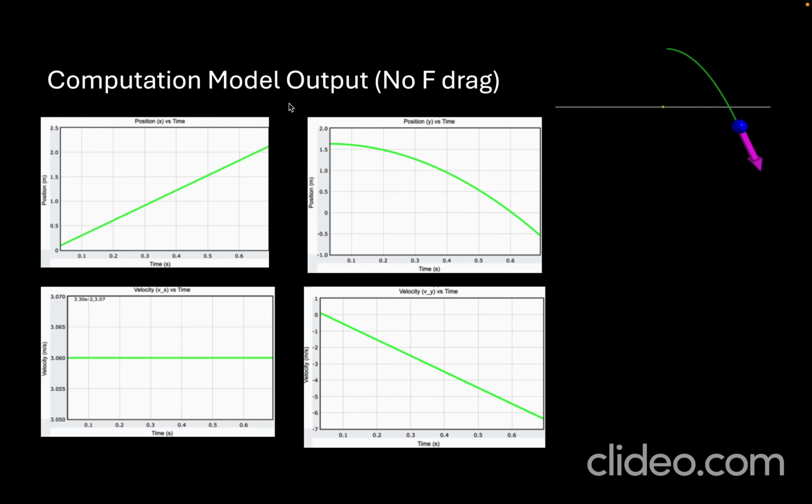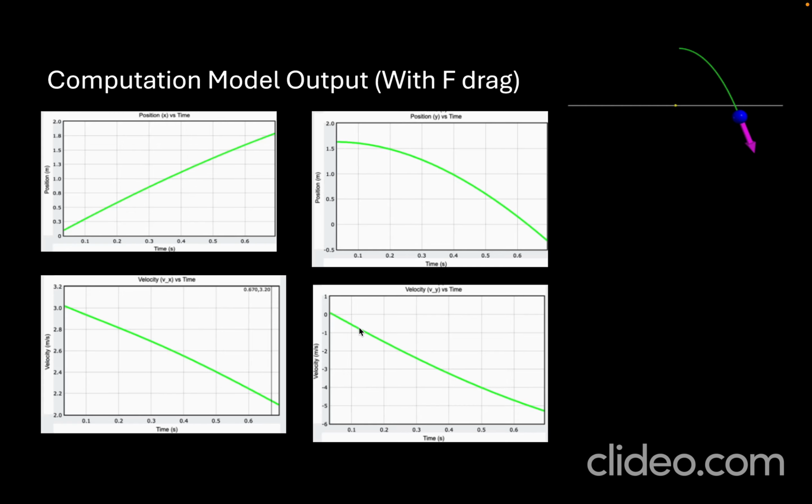So our output with no drag force: we're only looking at the force of gravity. Once again, the force of gravity acts only in the negative y hat direction. So that's why our velocity in the x direction is constant, meaning that there are no forces in the x component of velocity. But there is a negative y hat component, which is affecting the velocity, and that's why it's changing.